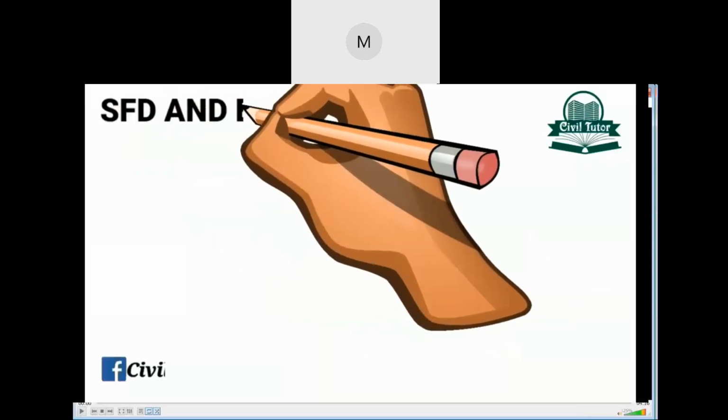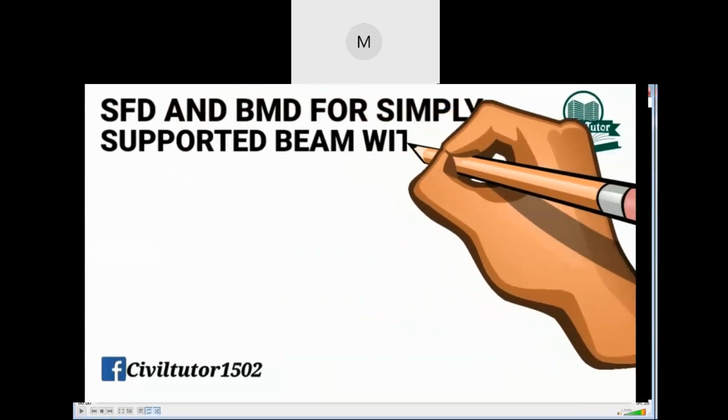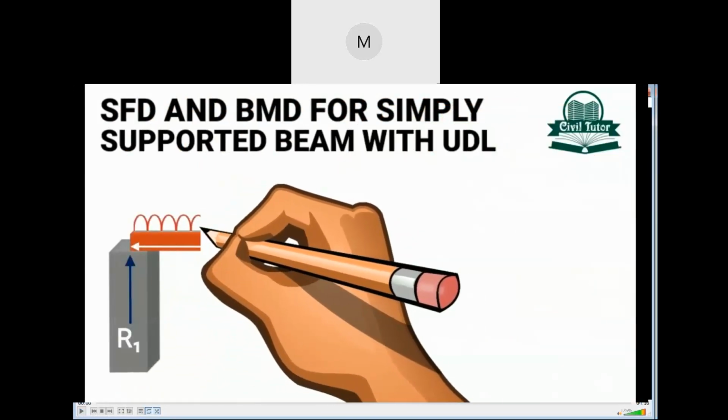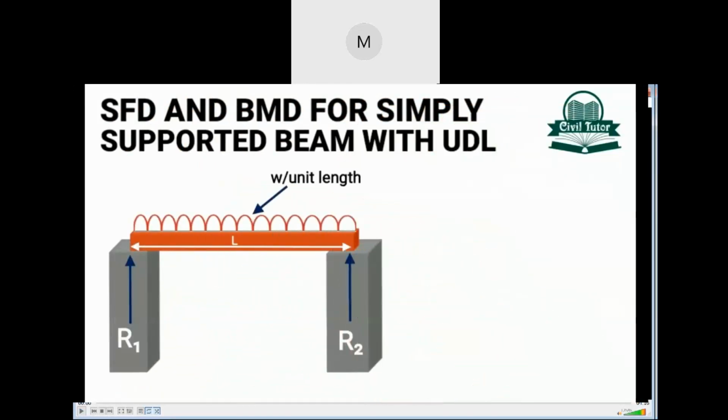In this tutorial, I am going to teach you how to draw the shear force and bending moment diagram of a simply supported beam carrying a uniformly distributed load over its entire span.